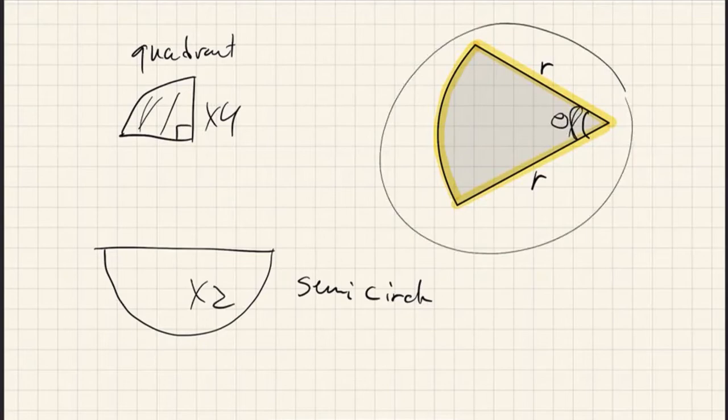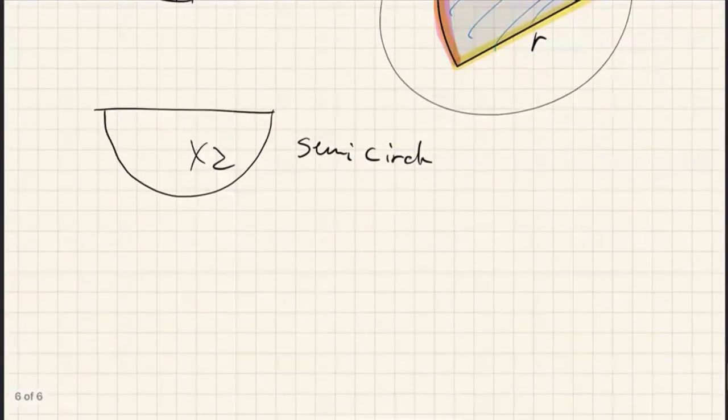So now you need two things. You need to calculate the arc length, and second, you need to calculate the area of this sector. So the circumference and the arc length.